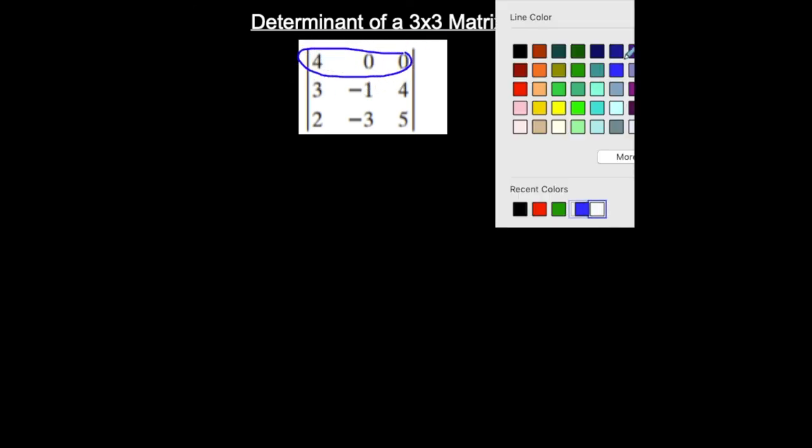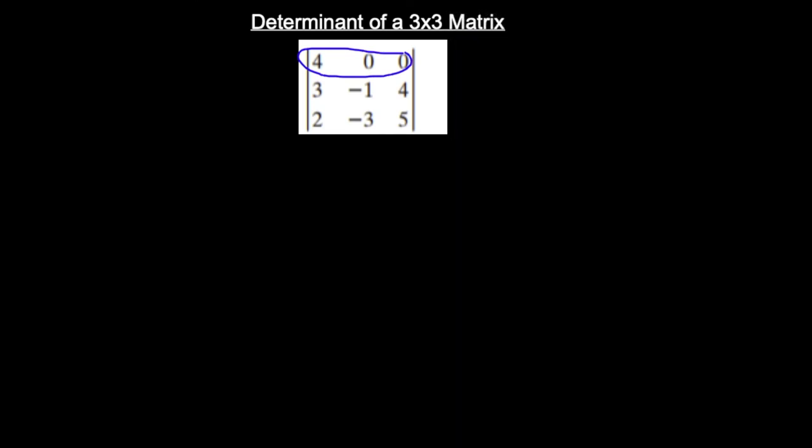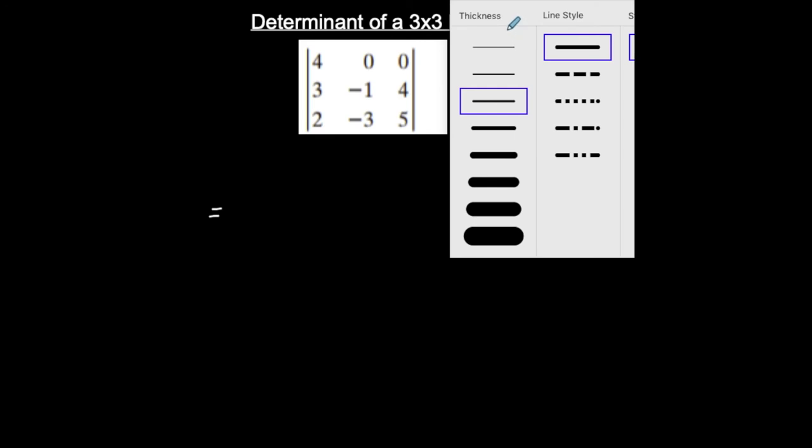We're going to take row 1, okay? And the pattern is plus, minus, plus. So we're going to start with the number 4. Once I start with the first number in row 1, what I'm going to do is, let me change the color real fast. I'll use colors so you guys can see the difference.